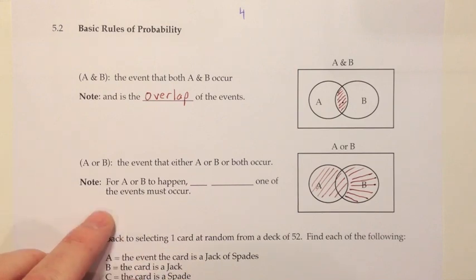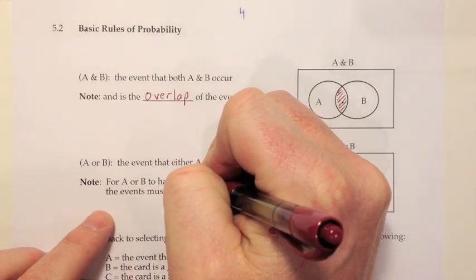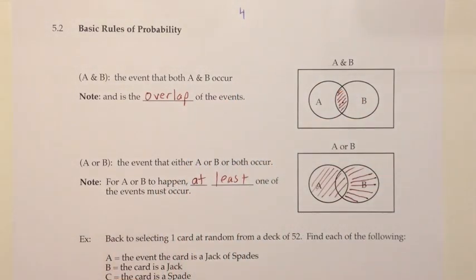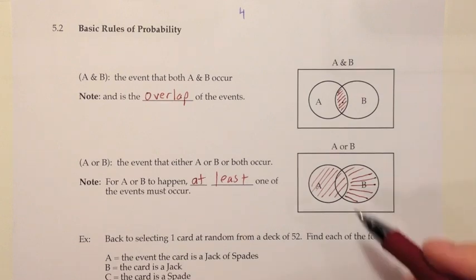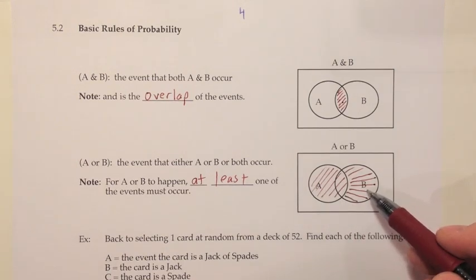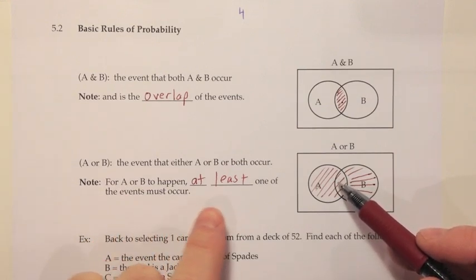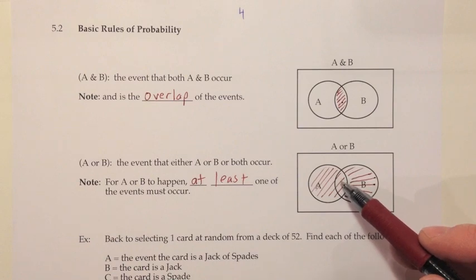And if you want to put that into different words, for A or B to occur, at least one of the events must occur. So you don't need both of them. It doesn't have to be just one. It could be at least one. So if it's just A, fine. If it's just B, fine. If it's A and B that overlap, that still satisfies the OR, because at least one of them happened. Anything with one or more occurring would satisfy that.